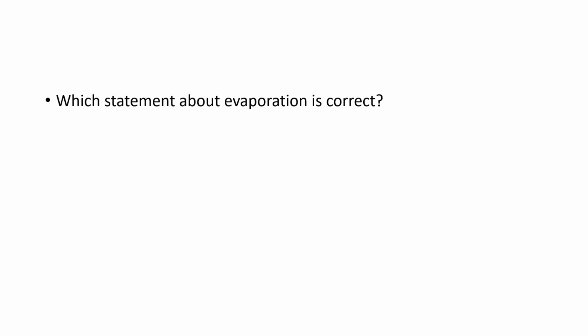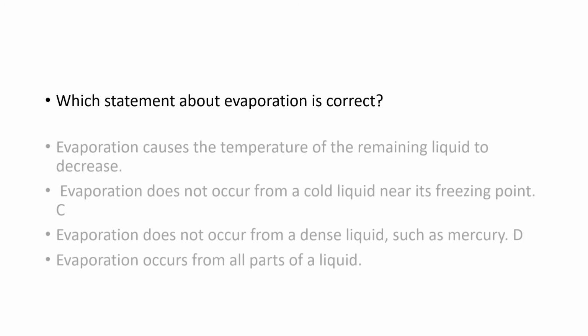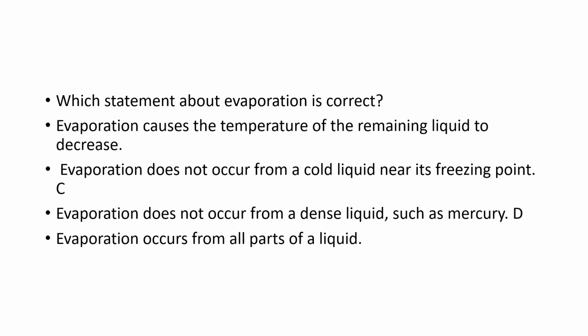Now, which statement about evaporation is correct? Again, a question related to evaporation. Evaporation causes the temperature of the remaining liquid to decrease. Evaporation does not occur from a cold liquid near its freezing point. Evaporation does not occur from a dense liquid such as mercury. The evaporation occurs from all parts of the liquid. And the answer is option C. Evaporation does not occur from a dense liquid such as mercury.